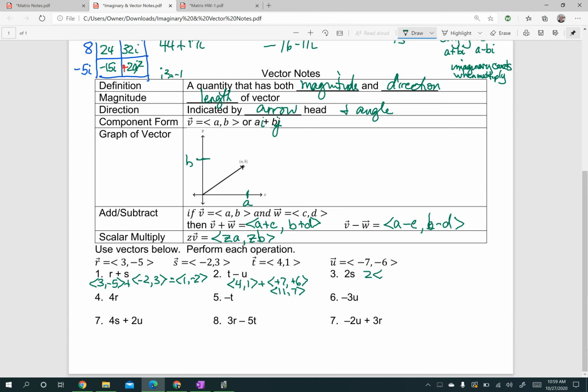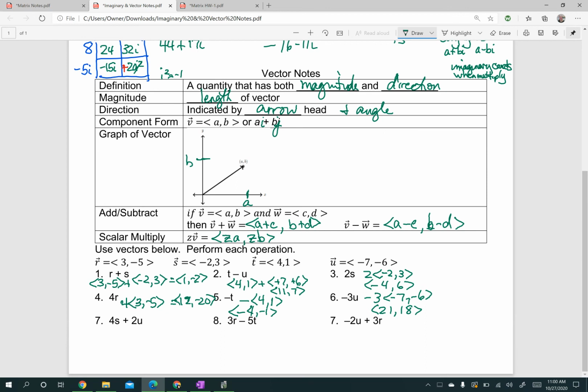2 times s is negative 2, 3. So 2 times negative 2 is negative 4, and 2 times 3 is 6. 4 times r is 3, negative 5, so that would be 12, negative 20. Negative times t, 4, 1, would be negative 4, negative 1. Negative 3 times u would be 21, 18.